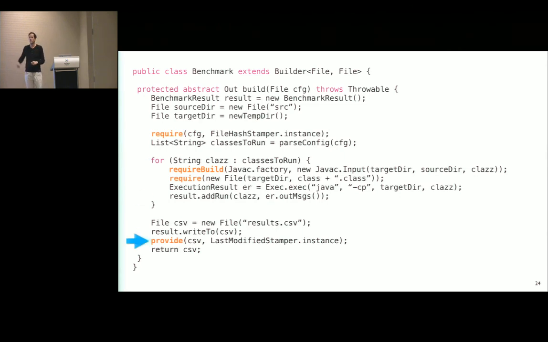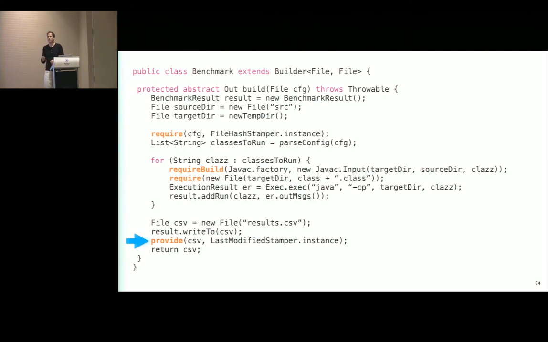Finally, there's also another API method that we provide called provide, with which you can say, well, I generated this file. And this is also important not only because we want to detect these inconsistencies, but also because we want to detect these hidden dependencies, right? So if you provide something, nobody's allowed to require it unless they require build yourself.